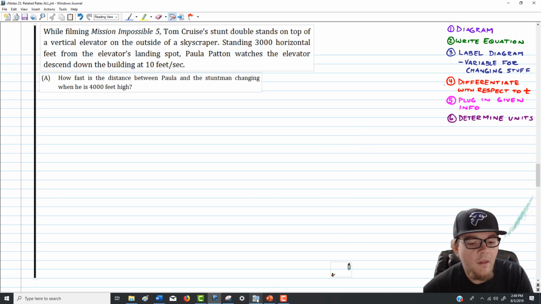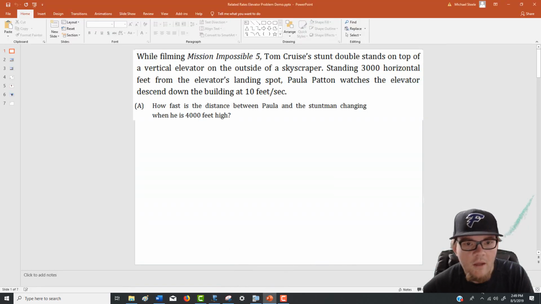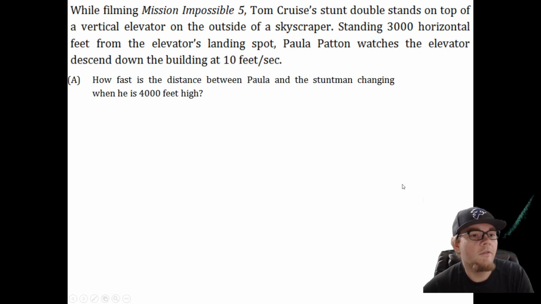I apologize. So in this situation, it says, while filming Mission Impossible 5, Tom Cruise's stunt double stands on top of a vertical elevator on the outside of a skyscraper. Standing 3,000 horizontal feet from the elevator's landing spot, Paula Patton watches the elevator descend down the building at 10 feet per second. And the question we're asked in this first part is how fast is the distance between Paula and the stuntman changing when he is 4,000 feet high?